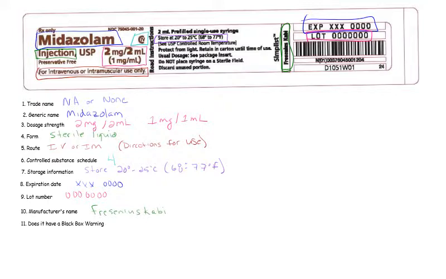Another thing you may see on a medication label is a black box warning. This lets you know if there are severe adverse effects with a particular medication. This particular medication does not have a black box warning.